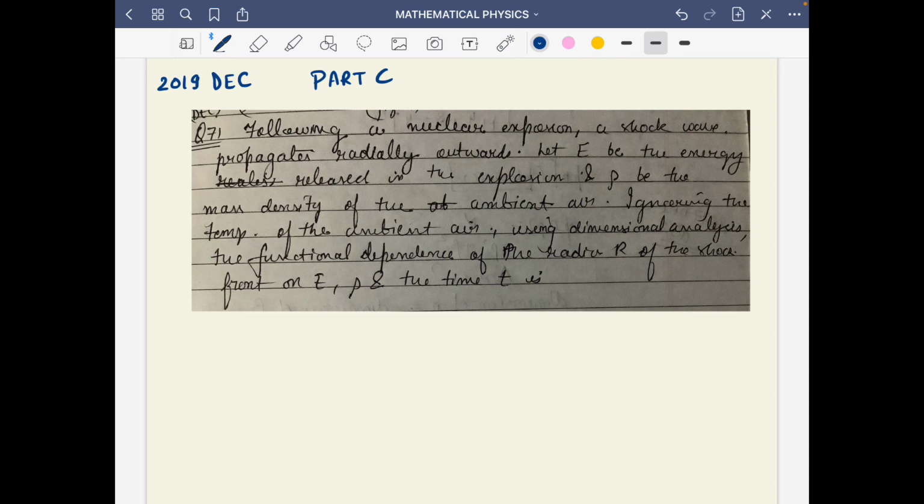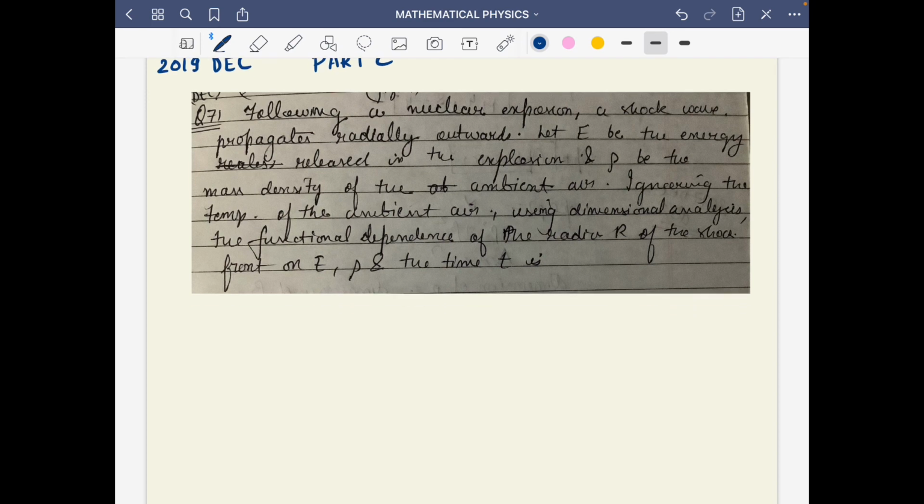Following a nuclear explosion, a shock wave propagates radially outwards. Let E be the energy released in the explosion and rho be the mass density of the ambient air. Ignoring the temperature of the ambient air, using dimensional analysis, the functional dependence of the radius r of the shock front on E, rho, and the time t is. So now r is dependent on what factors? R is dependent on E, rho, and t, and there might be some powers, right? So I will put those powers as a, b, and c.